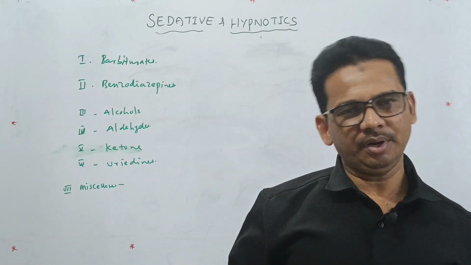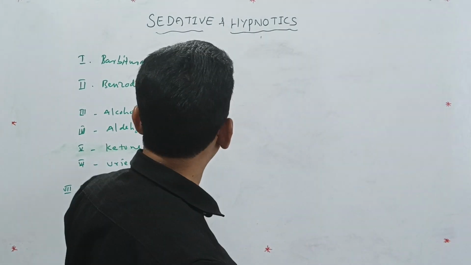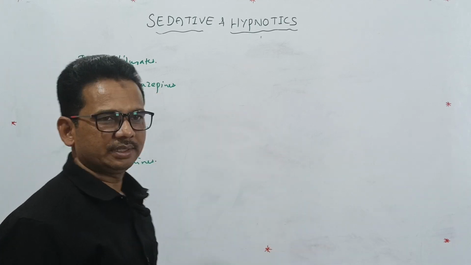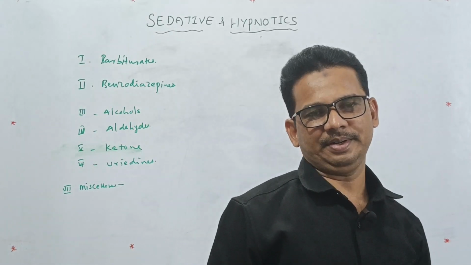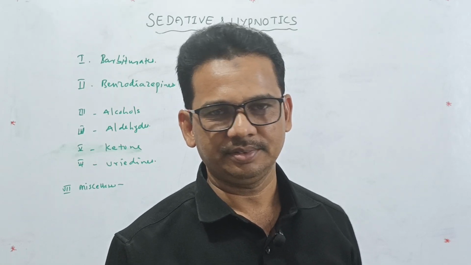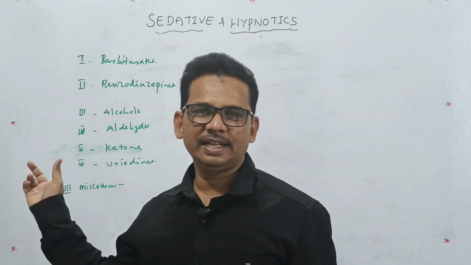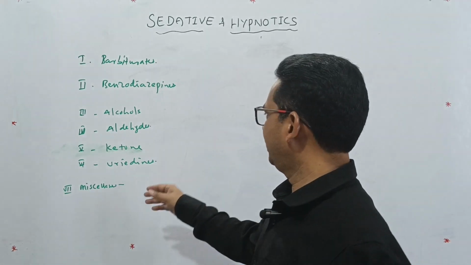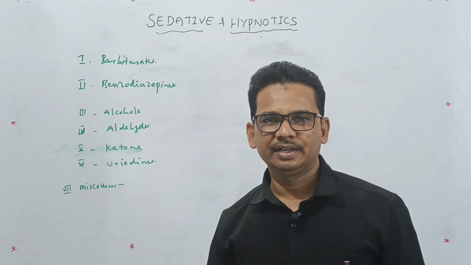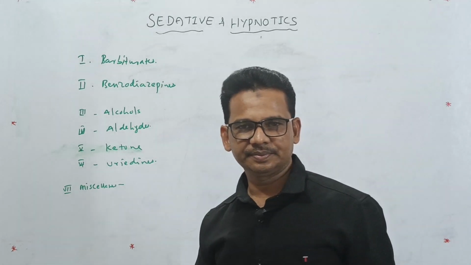Barbiturates: phenobarbital, pentobarbital, secobarbital, thiopental sodium, all of these come under the barbiturates. Next, the benzodiazepines: diazepam, a more popular drug, and clonazepam. Then alcohols are also there. Aldehydes like paraldehyde are available in the market. Then ketones and uridines are also there. All these classes come under sedatives and hypnotics.